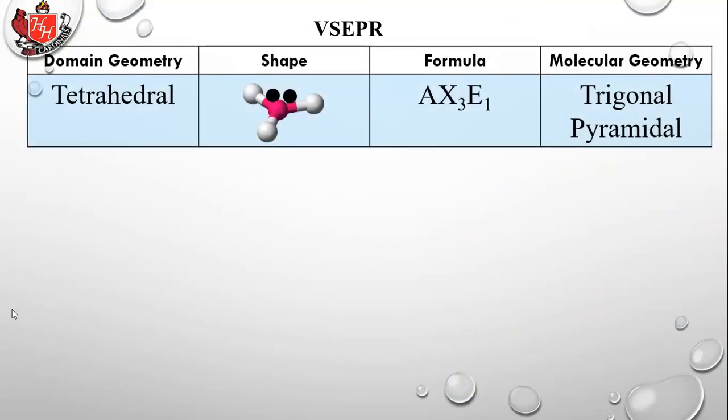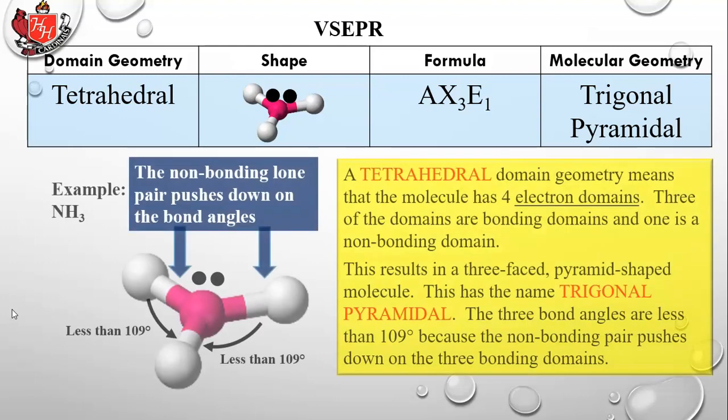Now we're going to take one of those hydrogens off the tetrahedral molecule. It's still a tetrahedral domain geometry because it has 4 electron domains. X3 plus E1, 3 plus 1 is 4. That means 3 of them are bonding. 1 of them is the lone pair that you see on the image there. So that creates a molecular geometry of trigonal pyramidal.